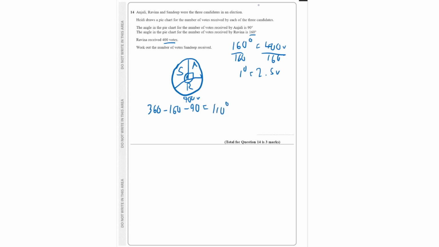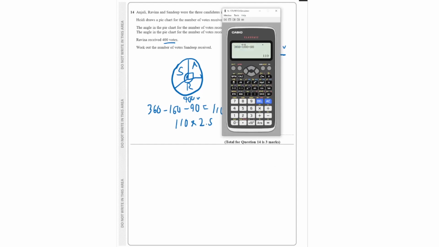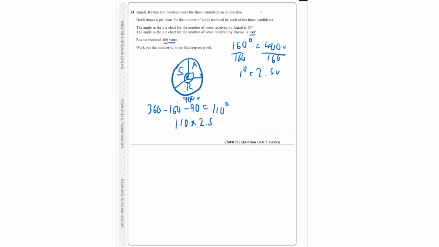Now we know that 1 degree is equal to 2.5. So our answer of 110 multiplied by 2.5 should give us the total amount of votes. So 110 times 2.5 gives us 275 votes, which means Sandeep wins the election.